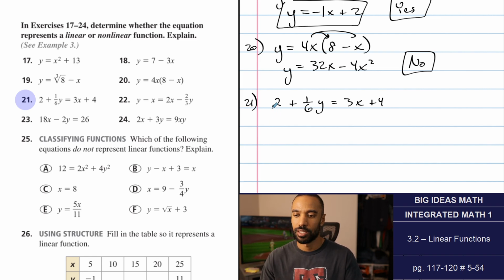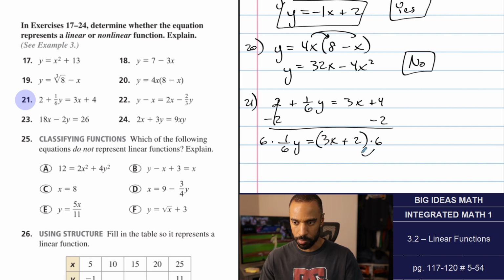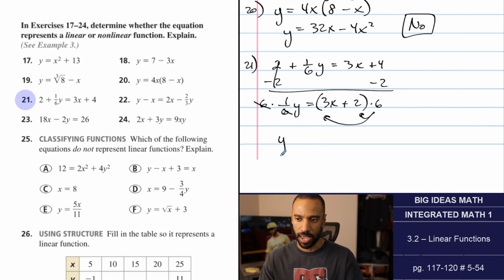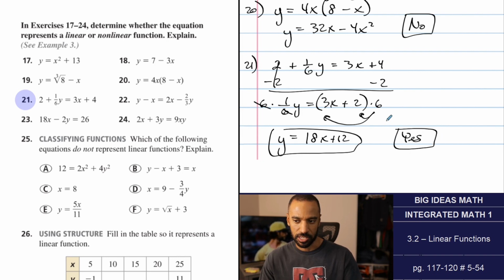So it is a linear function, but let's enhance that a little bit more by showing y equals mx plus b form. I'm going to subtract 2 from both sides. And then I'm going to multiply both sides by 6. 1/6 times y means if I multiply by 6, that goes away. And 6 needs to distribute into both terms, like so. 6 over 6 is 1. We have y equals 18x plus 12. That's y equals mx plus b form. So yes, I don't really need to box that, but yes, we wrote it in the form, therefore it is linear.